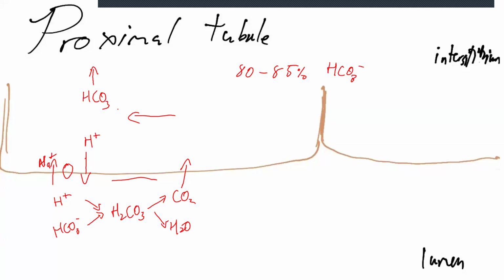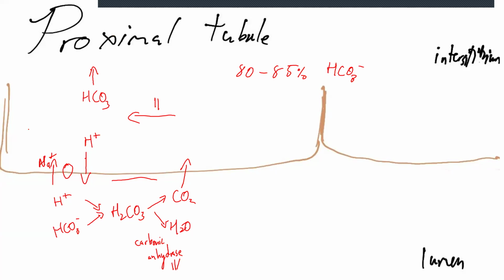And the enzyme that's going to regulate this process, on either side, we have carbonic anhydrase. Sorry, it's been a long day. On this side, it's carbonic anhydrase 4, and on the other side, it's carbonic anhydrase 2. And so this way we reabsorb bicarbonate and we take it into the lumen.